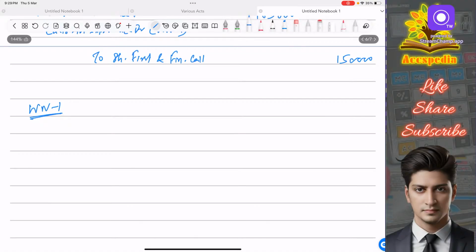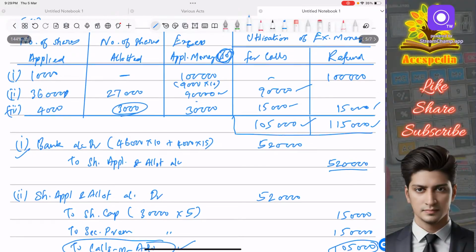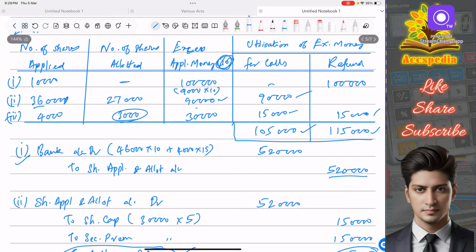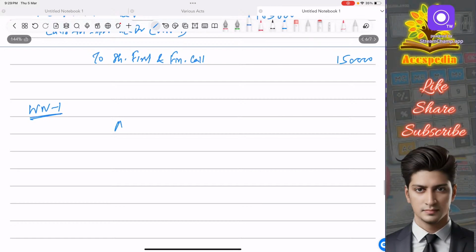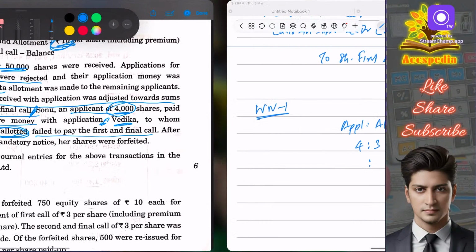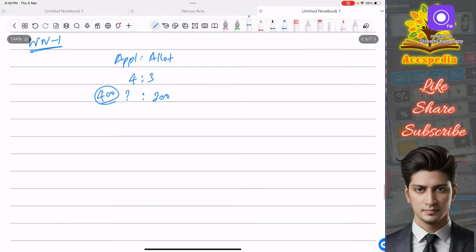For that we need to know how much she applied. For that we have to take that applied allotted ratio. Applied allotted ratio is 36:27, that is 4:3. Applied versus allotted, 4:3, and she is having 300 shares allotted. So obviously this question mark is 400 shares. So she applied 400 shares.